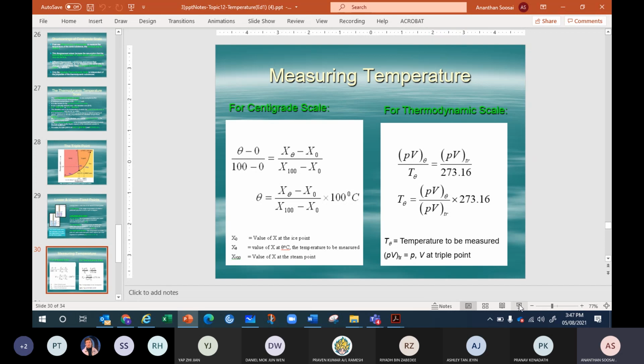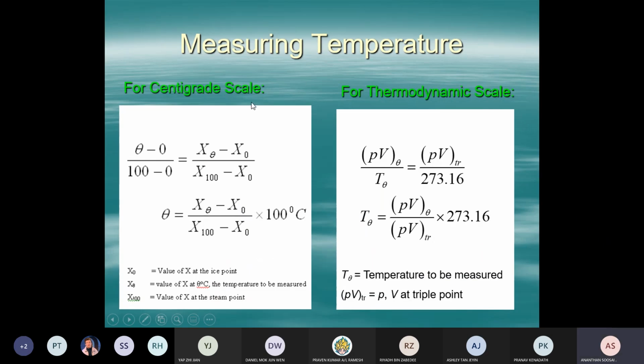So these are the differences. The centigrade scale has two fixed points. For the thermodynamic scale, only one fixed point is required to calculate the temperature. The centigrade scale is based on a thermometric property. The thermodynamic scale is based on what? Based on the ideal gas law. Pressure is directly proportional to thermodynamic temperature.